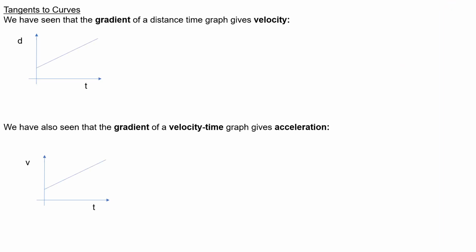We've seen in previous videos the gradient of a distance time graph gives velocity, and the gradient of a velocity time graph gives acceleration. To work out the gradient of a graph, we consider the change in y over change in x, but that only works when we have straight line graphs. So the gradient of a tangent will enable us to find the gradient of a curve, but only at the point where the tangent is.